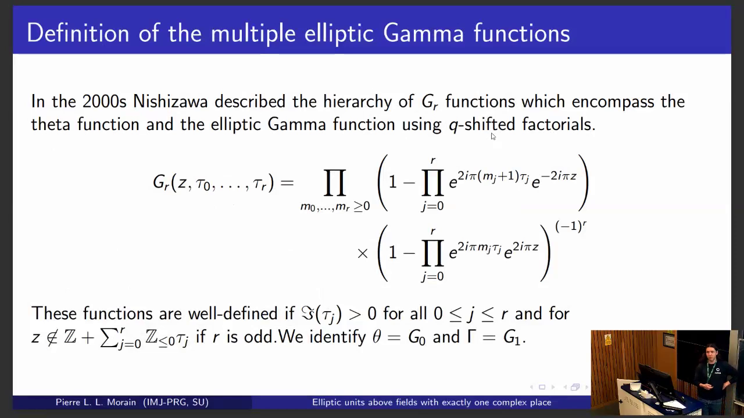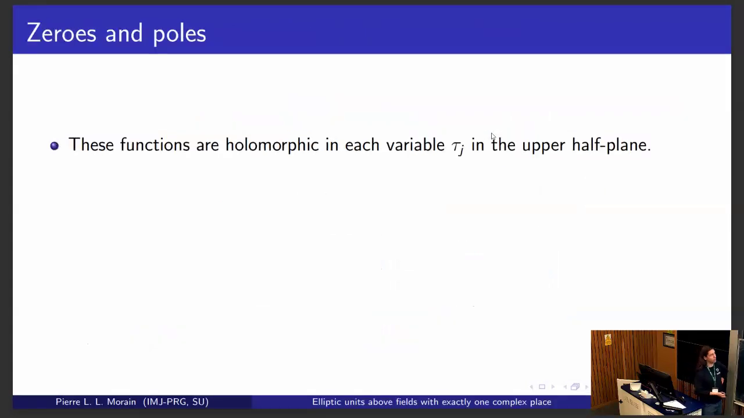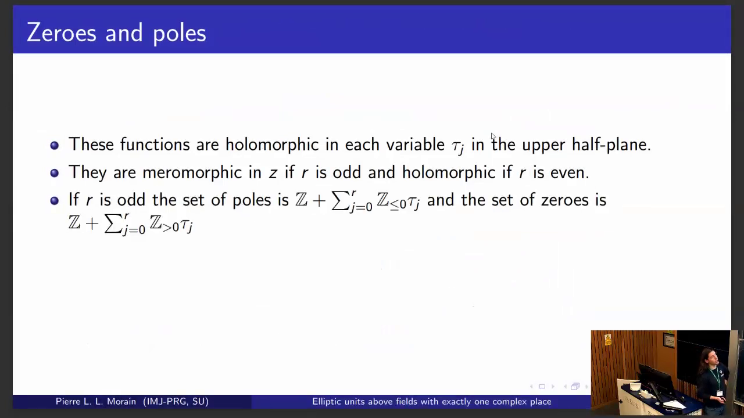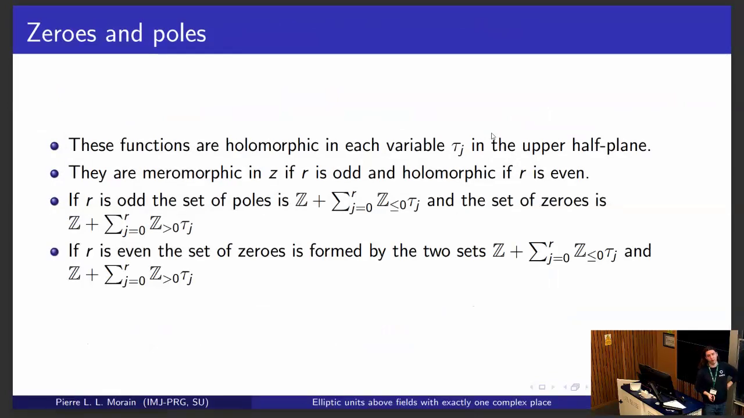These are meromorphic functions, and they converge in a specific set. We're going to look at elliptic variables in the upper half plane, obviously. These functions are holomorphic in the upper half plane for these elliptic variables, and they are also meromorphic in z, which is the upper variable. You can see the set of poles and the set of zeros is very clear from the definition. It's quite straightforward.